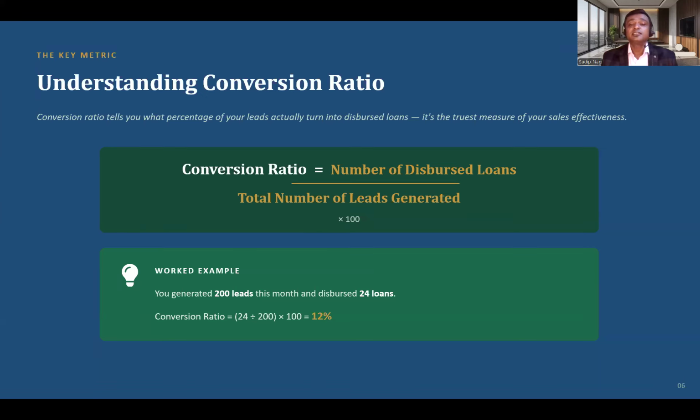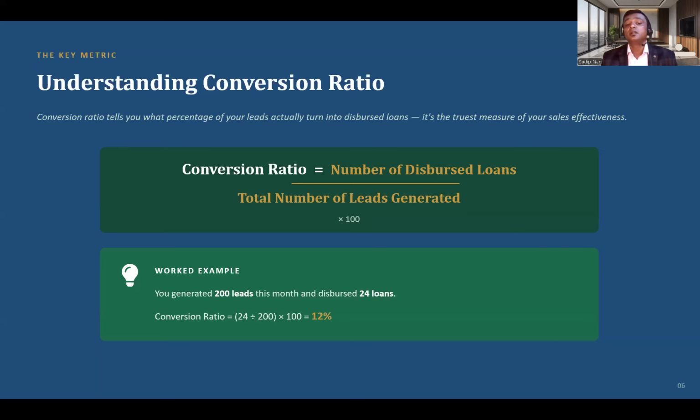Now, conversion ratio is nothing but the number of loans you have disbursed divided by the total number of leads generated, into 100. For example, suppose you have generated 200 leads this month and you have disbursed 24 loans. What is the conversion ratio? Your conversion rate is 24 divided by 200 into 100, which is 12%.